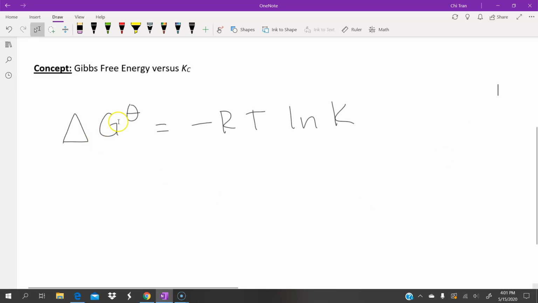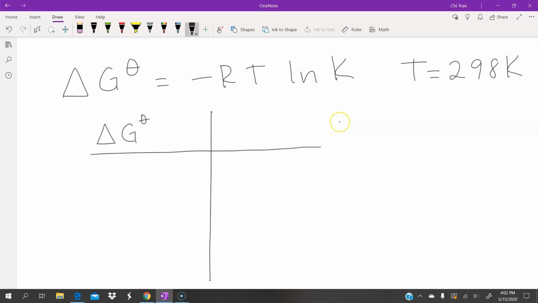And so to see how the two variables correlate, we're going to set temperature as a constant. And temperature will be set as 298 Kelvin, which is just standard room temperature. And we're going to change our Gibbs free energy at different values to see how that affects our K value, our equilibrium constant, using this equation right here. And all our Gibbs free energy is in the units of joules per mole.